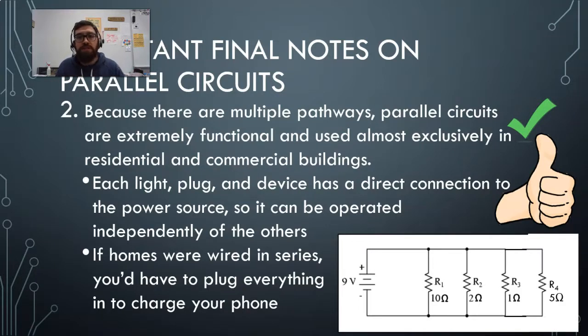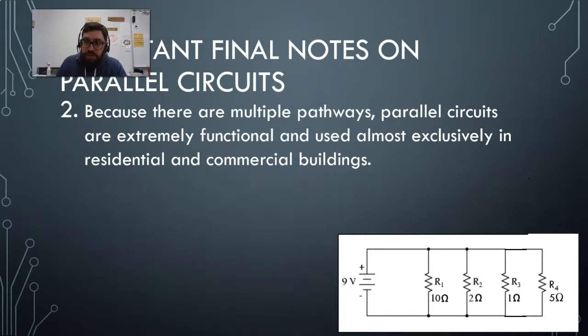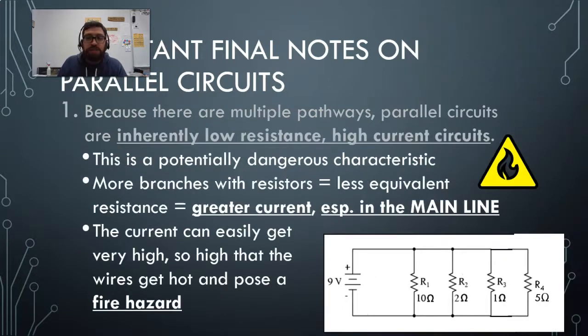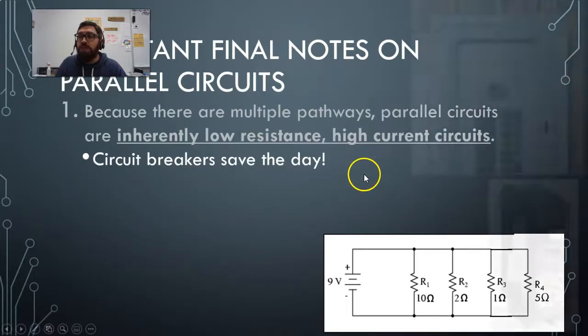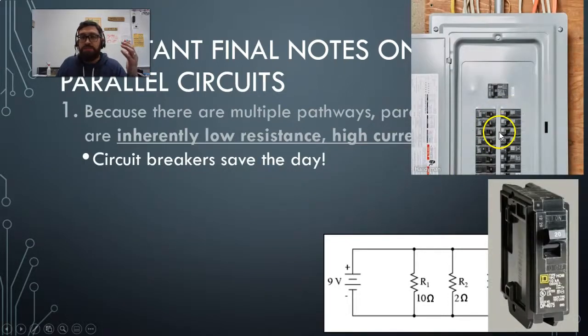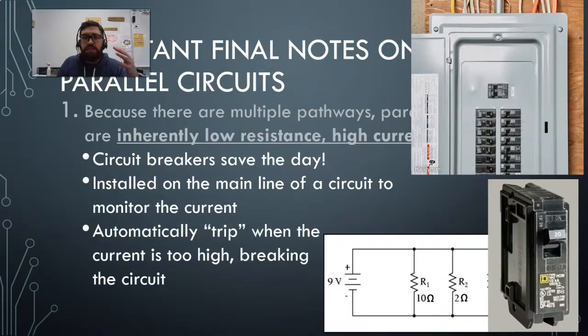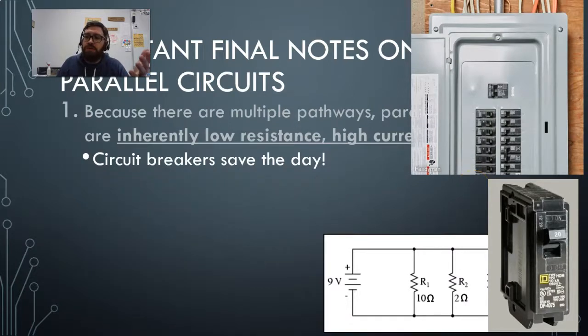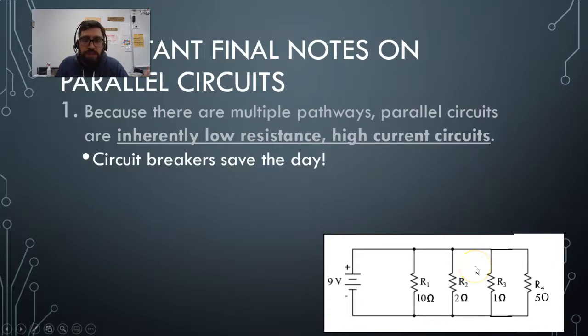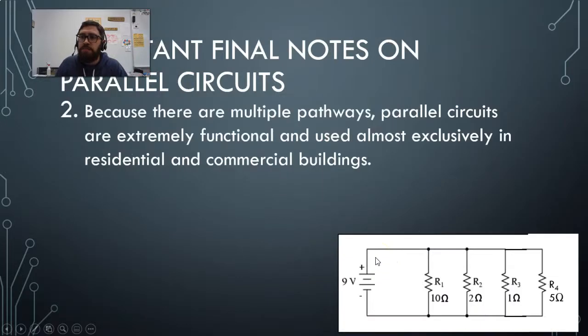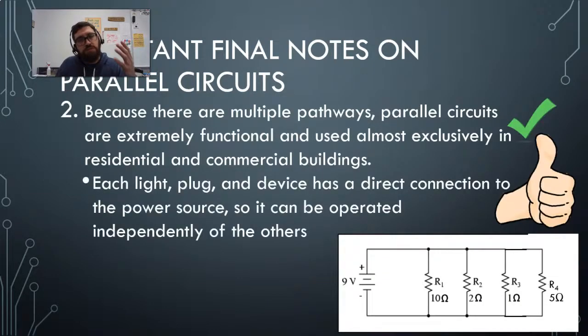So parallel circuits are, number one, dangerous, right? We can go back here. We can get a fire danger because we have a high current circuit. They're inherently low resistance, high current circuits. But as long as we have working circuit breakers, which most of the time we do, then we can guard against this. And this also depends on not having circuits that are too big anyway. The bigger the circuit, the more likely it is we're going to have too much current running through the main line. But that means as long as we can keep it safe, these are extremely, extremely useful.